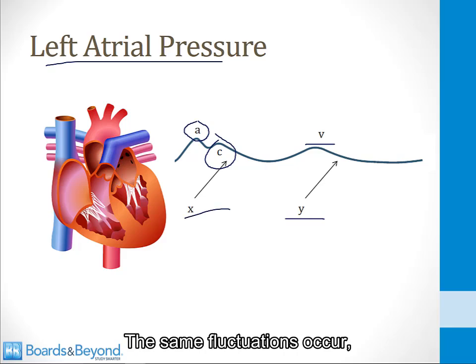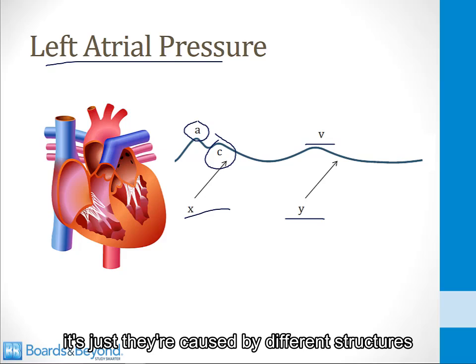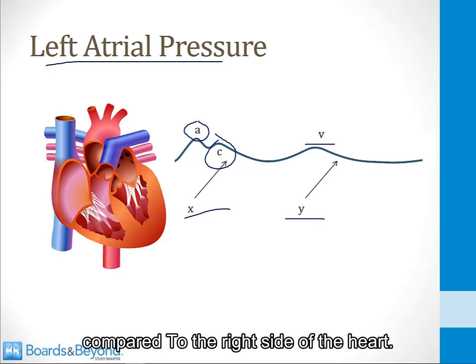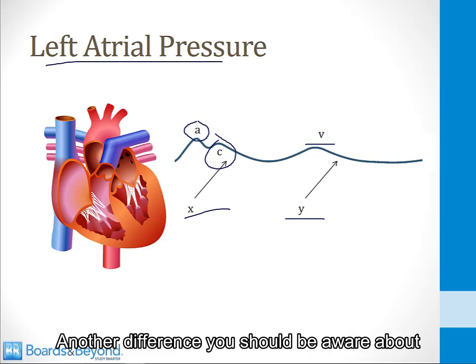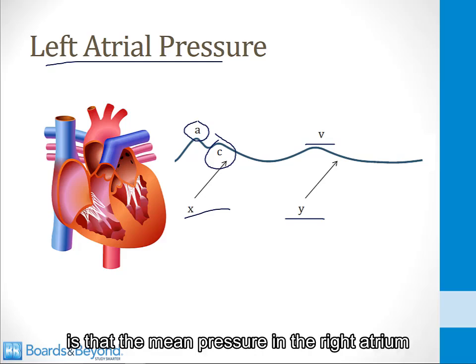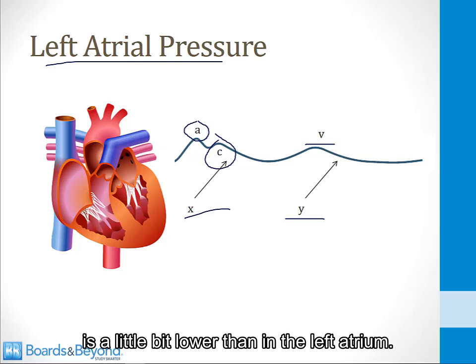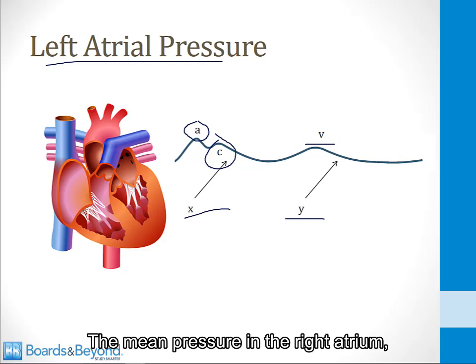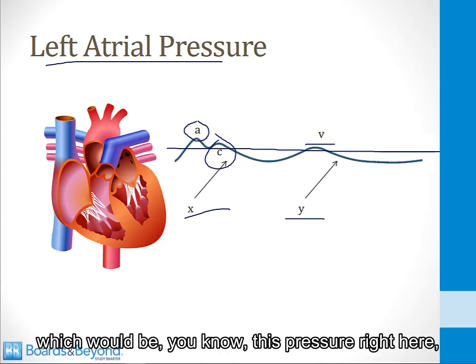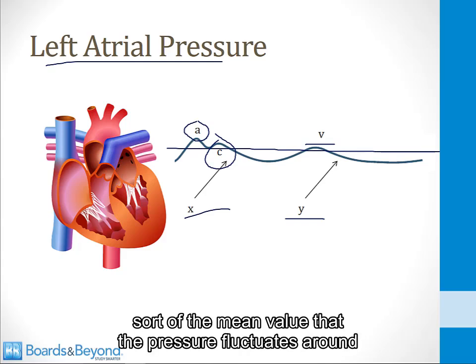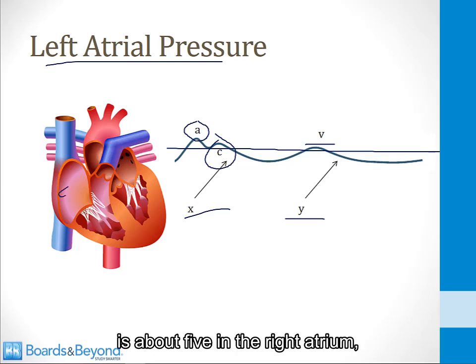The same fluctuations occur, it's just they're caused by different structures on the left side of the heart compared to the right side of the heart. Another difference you should be aware about is that the mean pressure in the right atrium is a little bit lower than in the left atrium. The mean pressure in the right atrium, which would be this pressure right here, sort of the mean value that the pressure fluctuates around, is about 5 in the right atrium. It's about 10 in the left atrium.